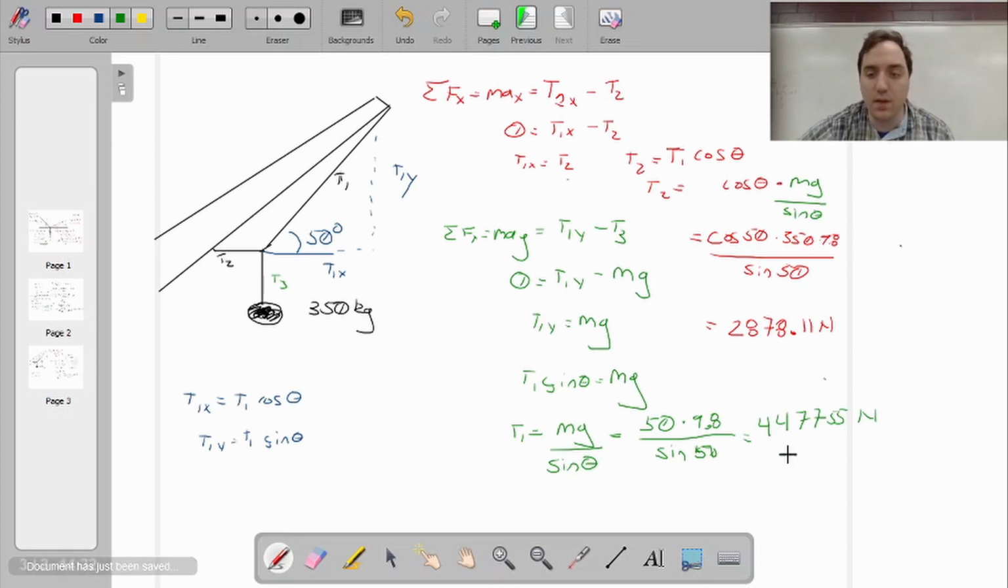I get 4,477.55 newtons, with the decimal a little clear there, for T1, and for T2, I get 2,878.11 newtons.